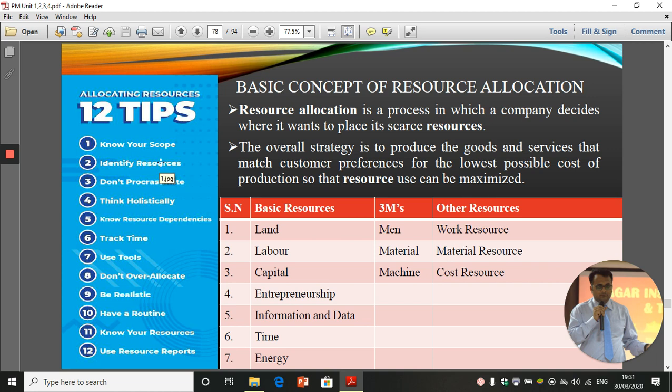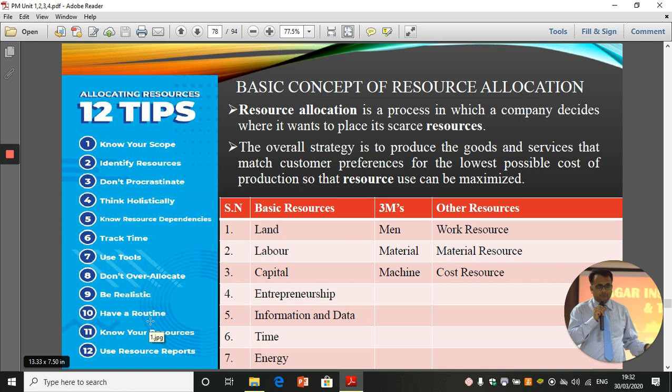What are the 12 tips for allocating resources? First of all, know your scope, know the scope of the project, identify resources, don't procrastinate, don't postpone things. Think holistically, think about the whole project as a whole, organization as a whole. Know resource dependencies, how much you are dependent on what resource and what kind of dependency you have. Track time, use tools to maximize the optimum utilization of resources. Don't over allocate. If you are over allocating any resource to any particular process, then you are wasting your optimal resources. Be realistic, don't be optimistic, don't be pessimistic.